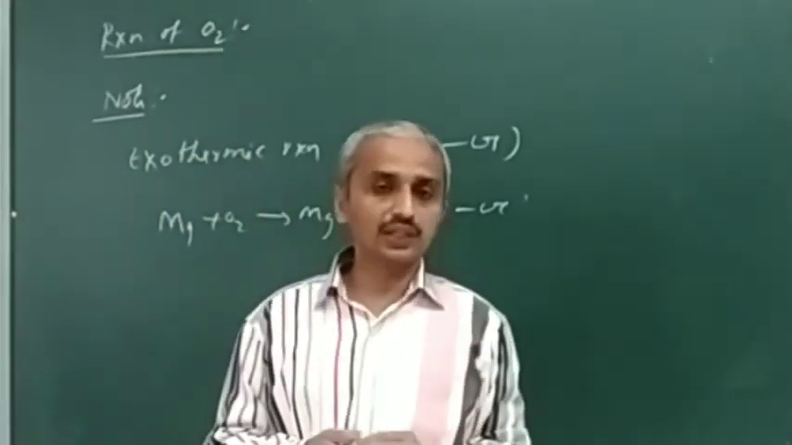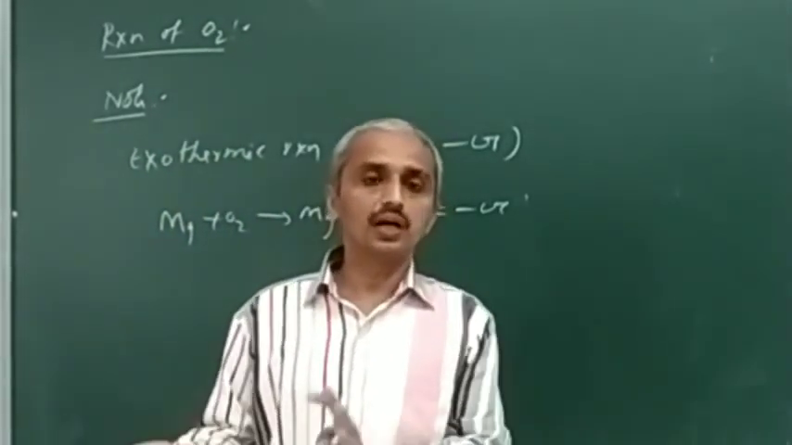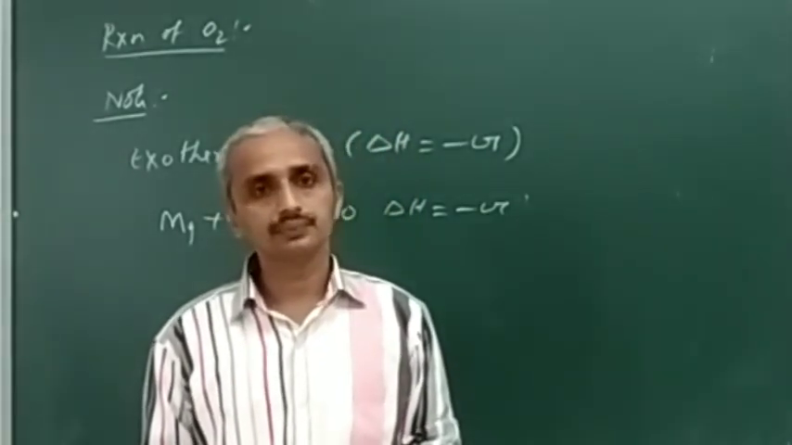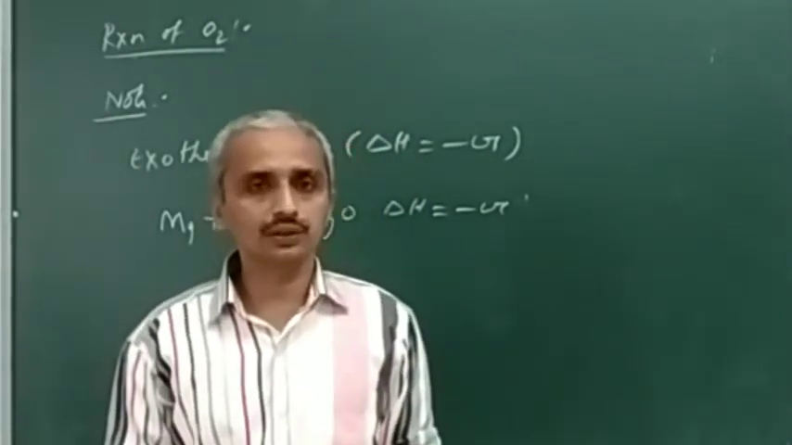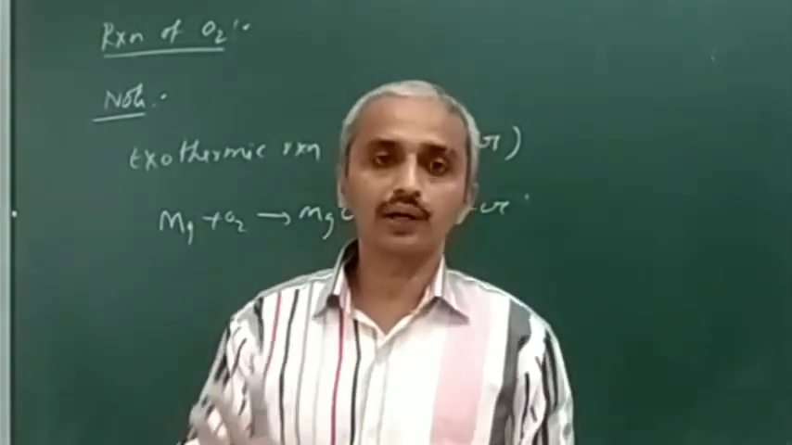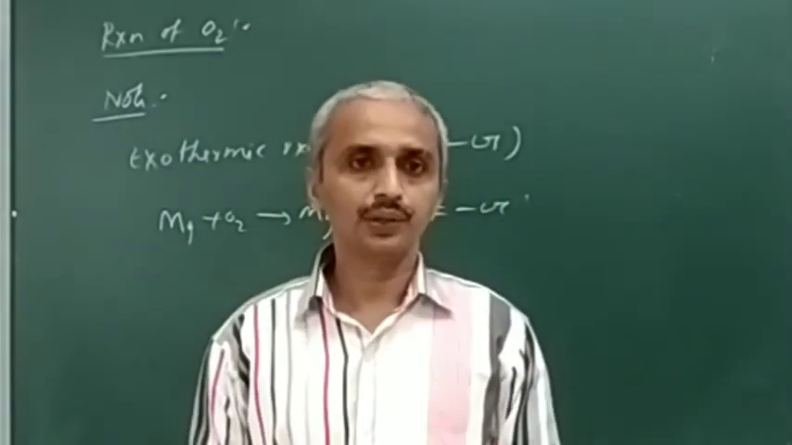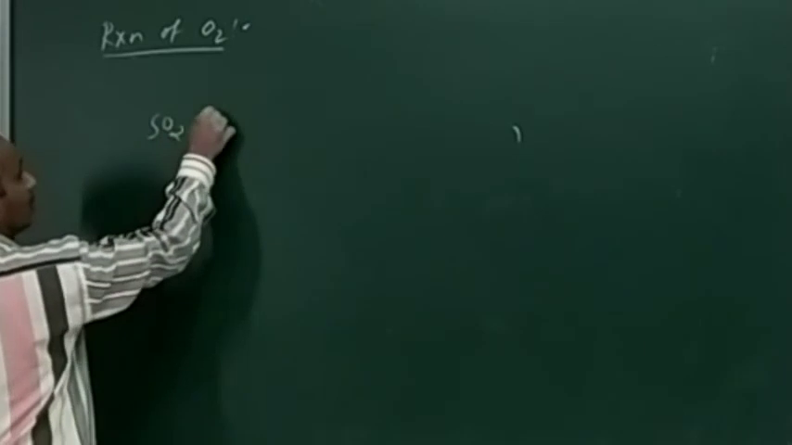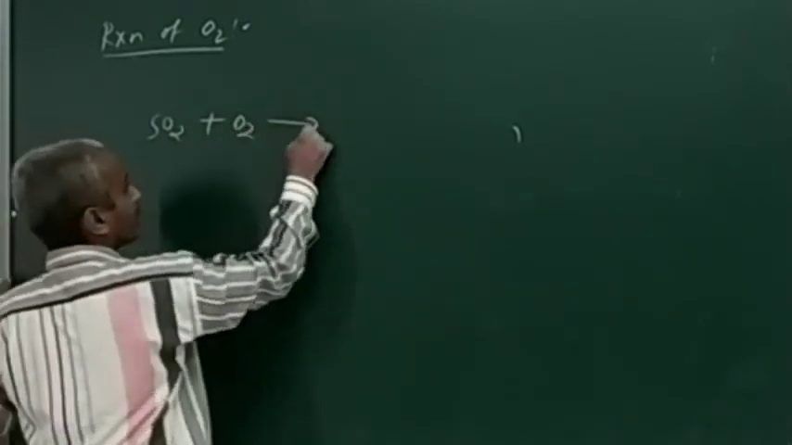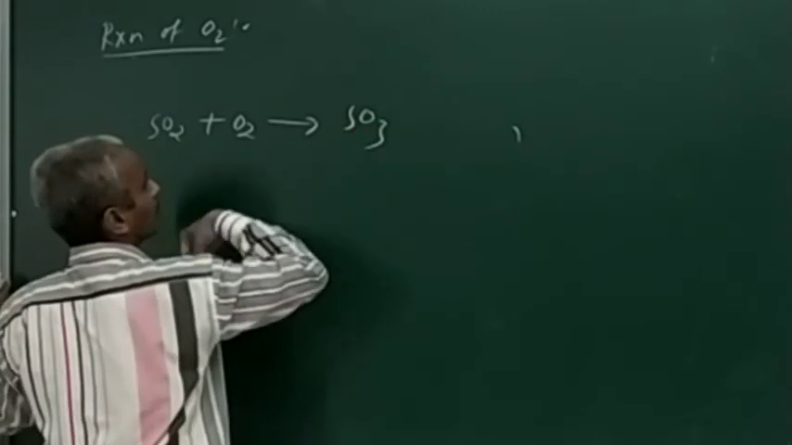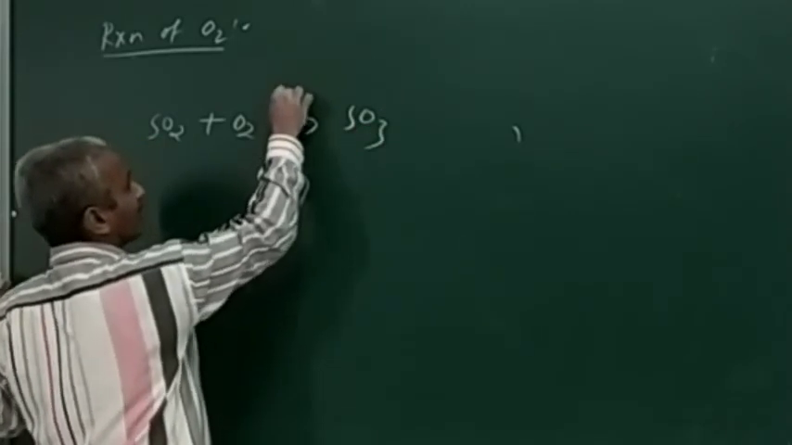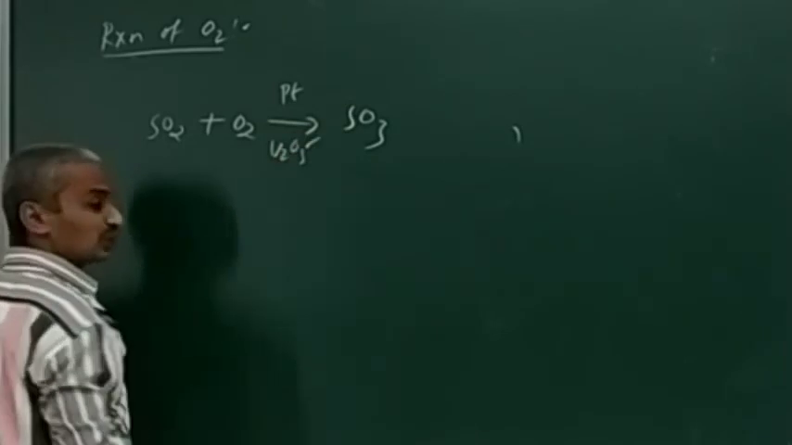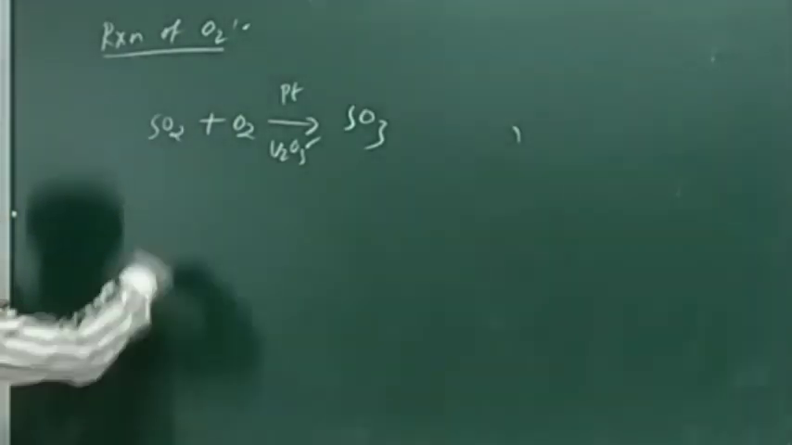Try to write the reactions of oxygen with metals like calcium, sodium, etc., and non-metals like nitrogen. It's homework, I am not going to explain. You have tried that. See, some compounds like SO2 will be oxidized into SO3, but we need certain catalysts like platinum, V2O5, etc. to increase the rate of the reaction.